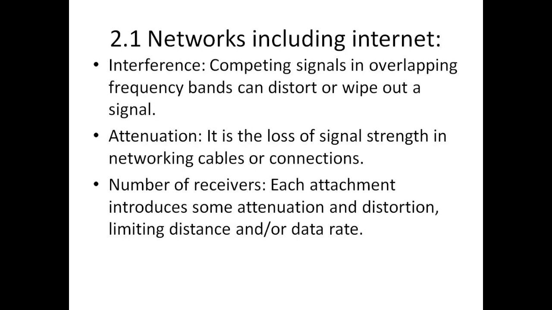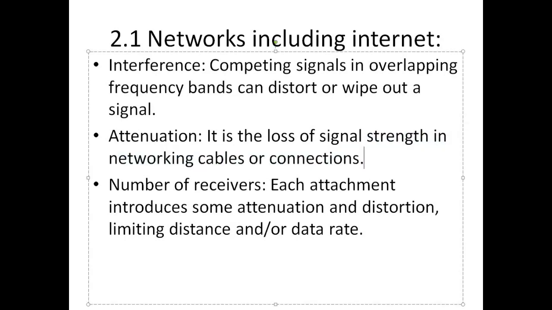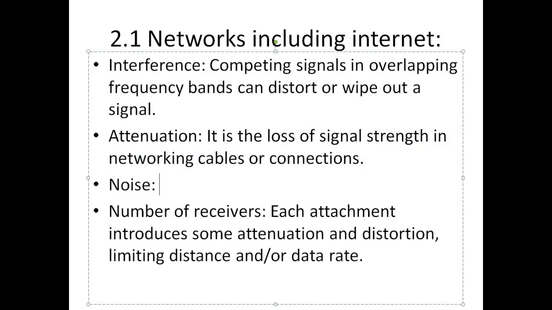Interference: competing signals in overlapping frequency bands can distort or wipe out a signal, which is known as interference. Attenuation means the loss of the strength of a signal inside a networking cable or connection. Another hindrance is noise. It's not really a part of our syllabus, but it is a network hindrance.